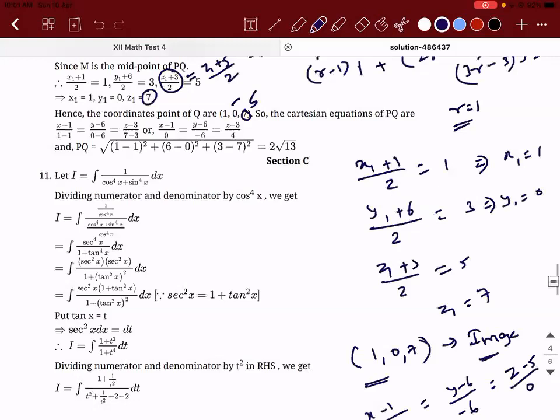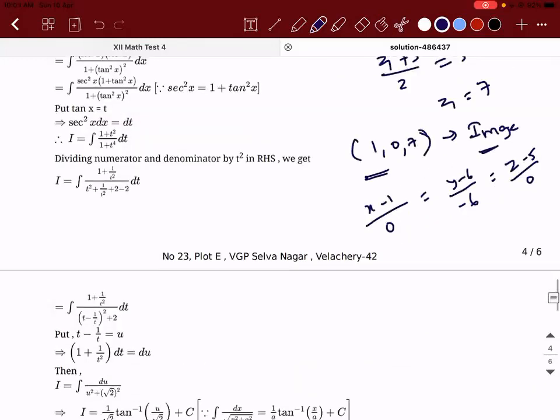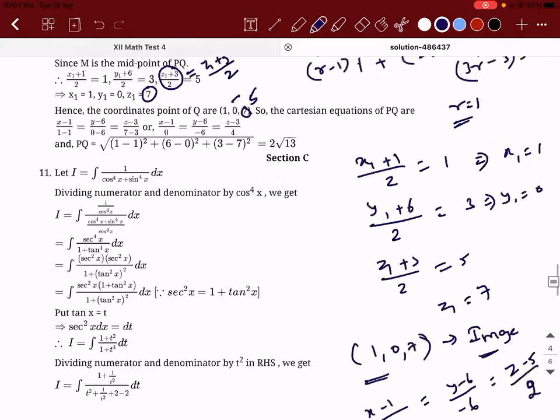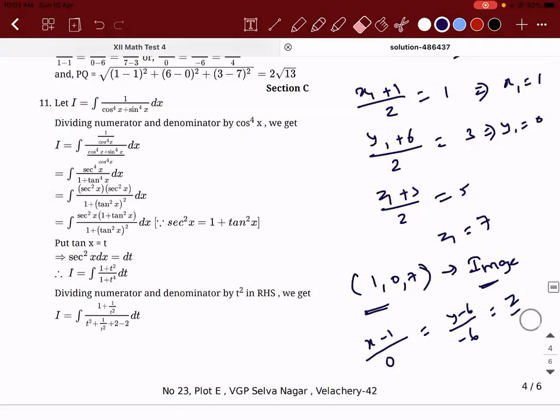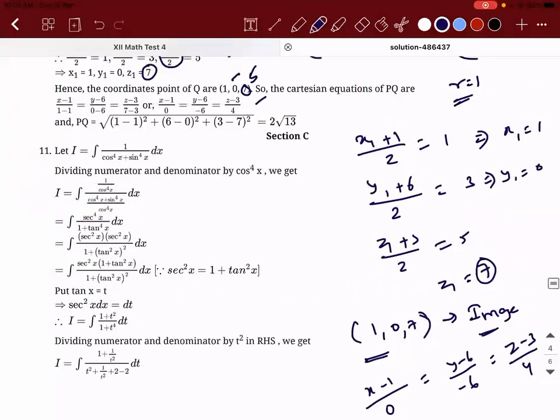So 7 minus 3 is going to give us a 4. Sorry, the point is 3, so z minus 3 divided by 7 minus 3, which is 4. This is the equation. So x minus 1 by 0 is equal to y minus 6 divided by minus 6 is equal to z minus 3 divided by 4.